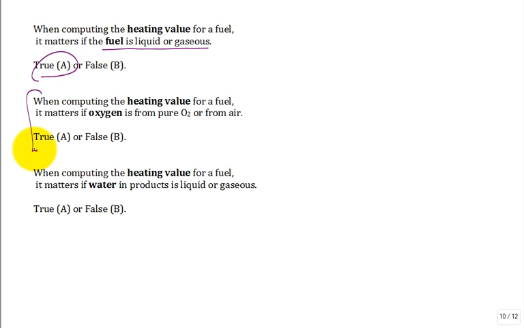When computing the heating value of a fuel, it matters if oxygen is from a pure source of oxygen or if oxygen comes from the air. When you compute the heating value, it matters if the oxygen is from pure oxygen or if the oxygen comes from air.